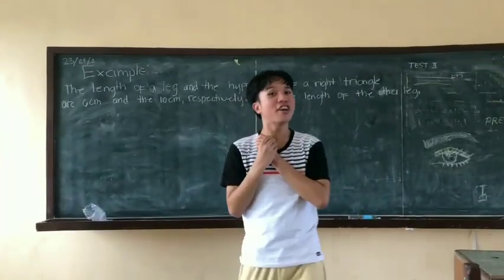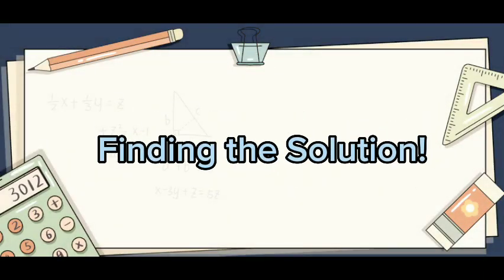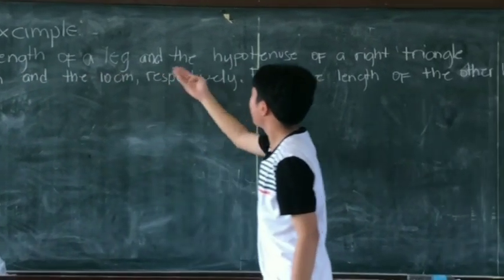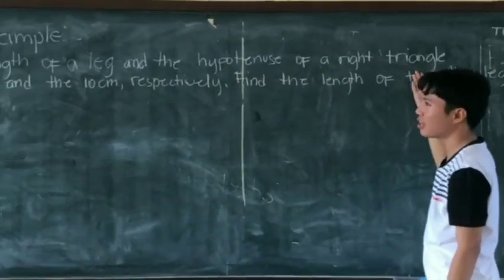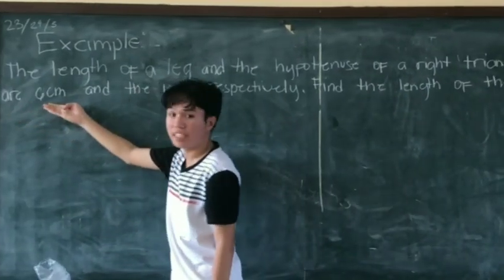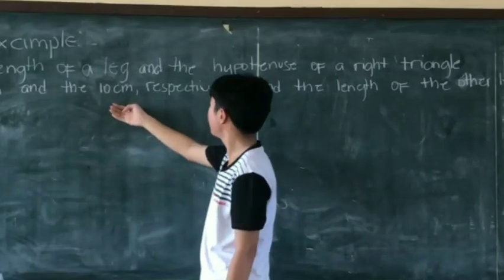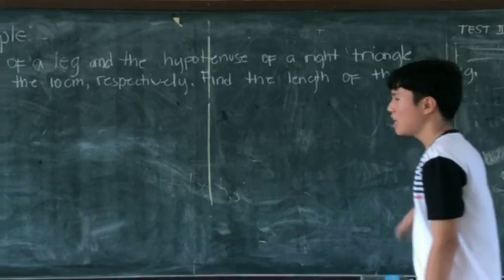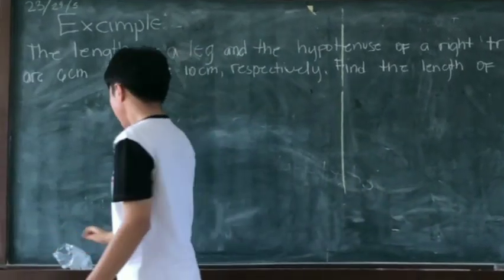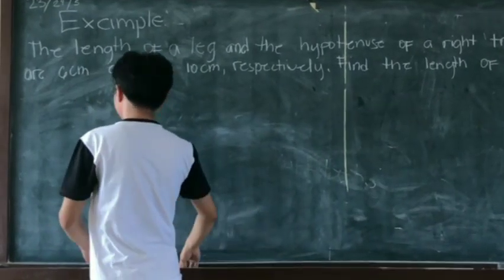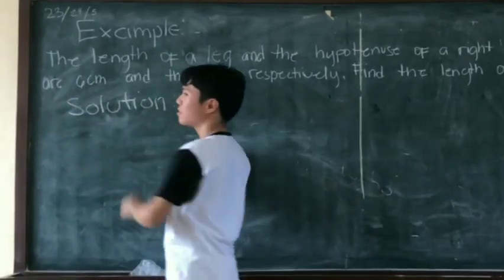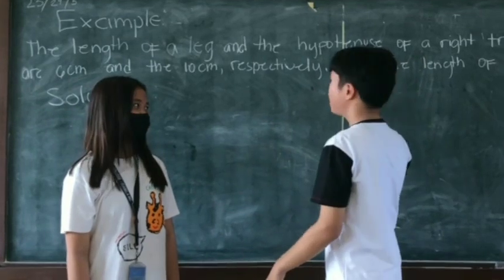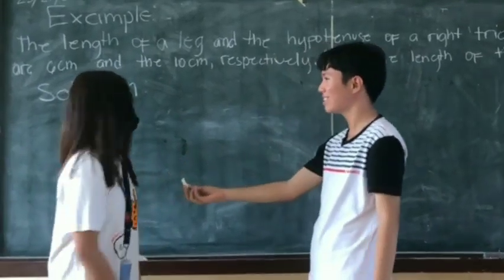So here's another example. The length of a leg and the hypotenuse of a right triangle are 6 centimeters and 10 centimeters, respectively. Find the length of the other leg. So, what's the solution? Can you demonstrate to us what the right triangle looks like?